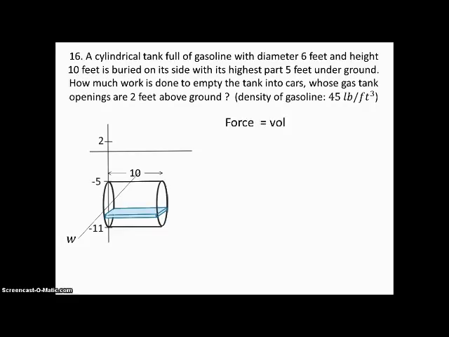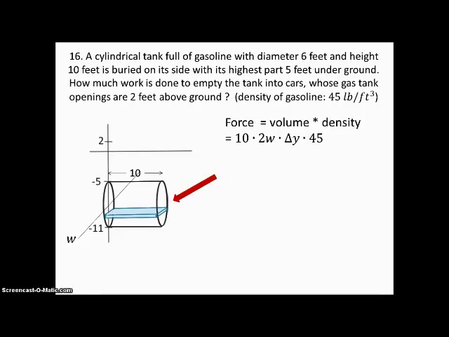So the force necessary is going to be the volume times the density, and the volume is going to be 10 length times 2w, which is the width, times the depth of the slab, which is the change in y, times the density, which is 45. But now we have a little problem because we've got to get w in terms of y before we can integrate. So let's talk about the equation of that circle on the wy plane. The center is at 0 on my w-axis because that's the way I drew it, and it's at negative 8 on the y-axis.